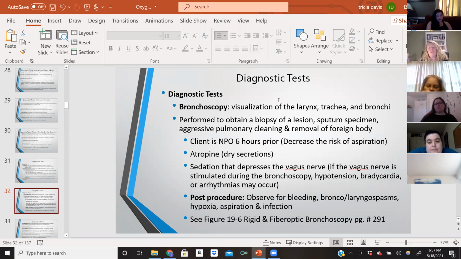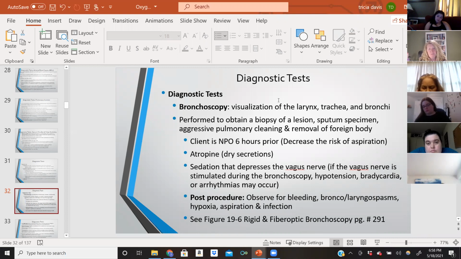We can also perform a bronchoscopy. This is kind of an invasive procedure. We go in and do a visualization of the larynx, the trachea, and the bronchi. Usually we do this when we want to go in and get a biopsy. It could be a biopsy of a lesion, we might want to get a sputum specimen, or sometimes they will do it to go in and do what they call aggressive pulmonary cleaning. So go in and get all that junk that's in there, suction it out, clean it out, so that the patient can have good breathing, or sometimes if there's a foreign body in there, they might have to go in and get that.